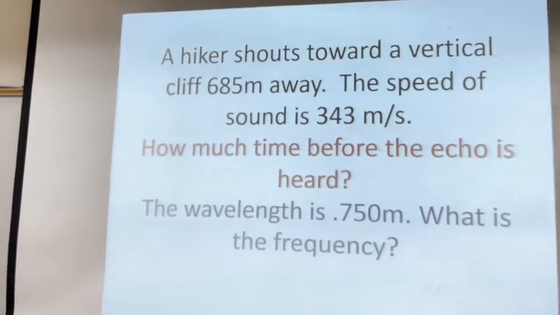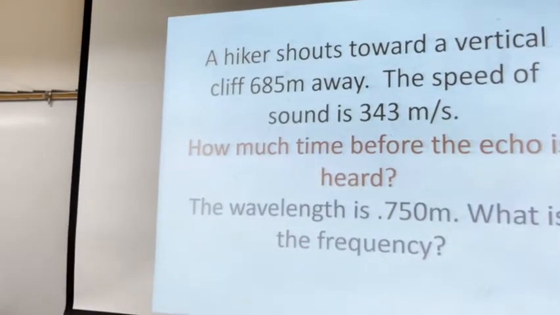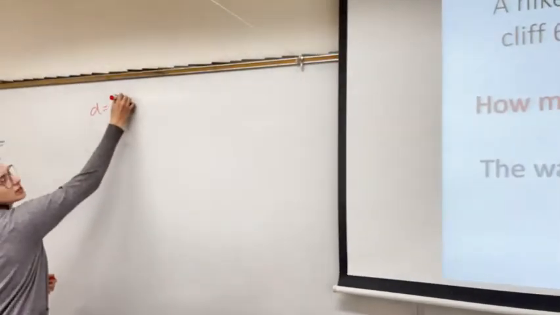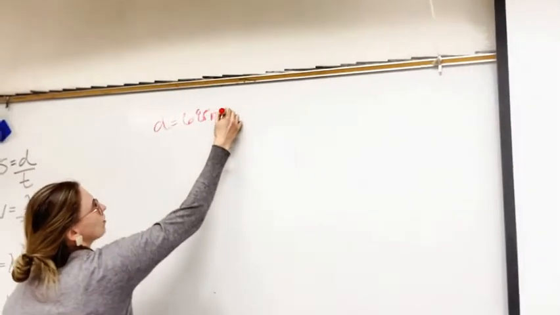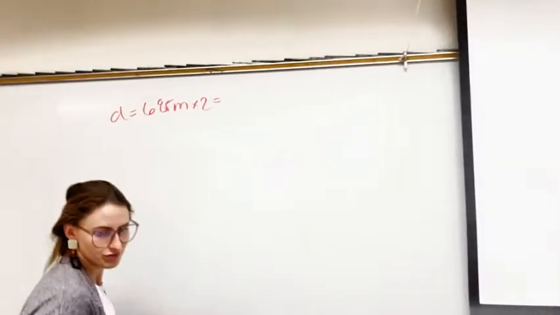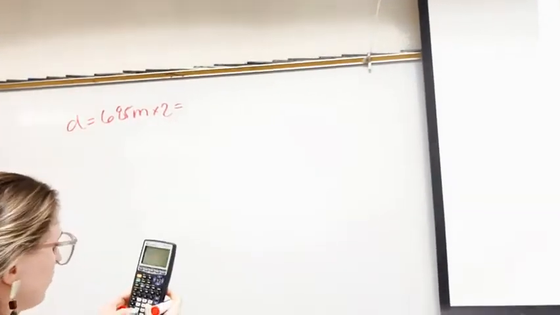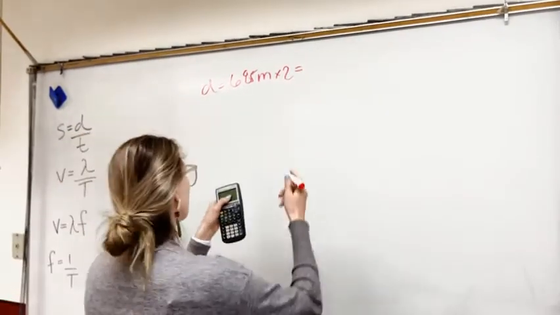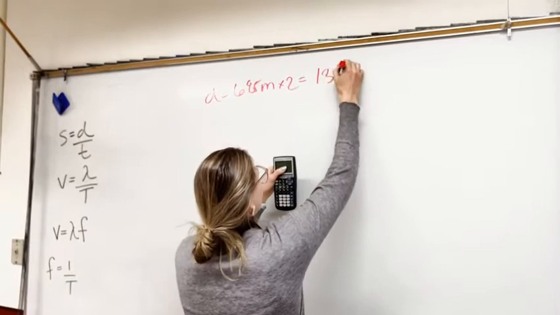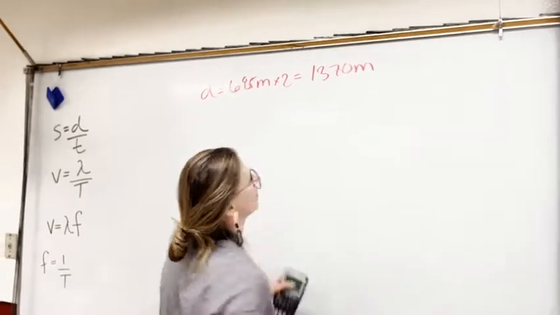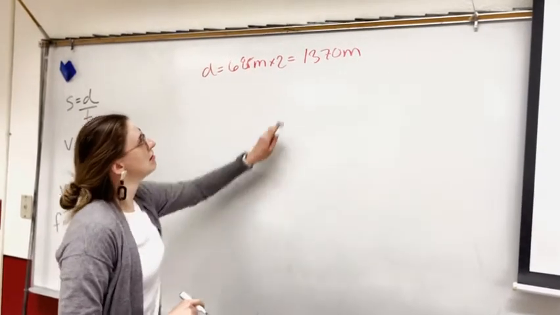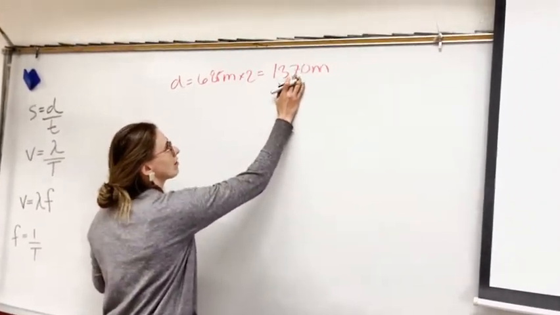How much time before the echo is heard? Well, if the cliff is 685 meters away, how far does the sound travel? Two times that, right? It's got to go 685 to the wall and 685 back. So 685 times two, I get this many meters. That's the total distance the sound travels back and forth.